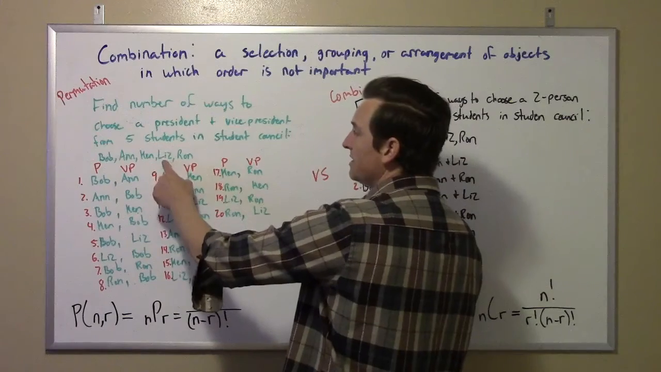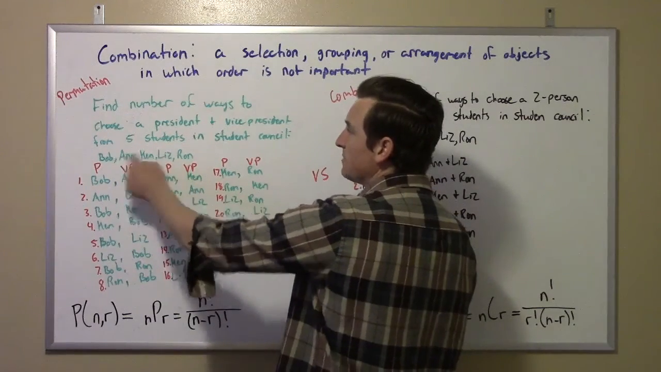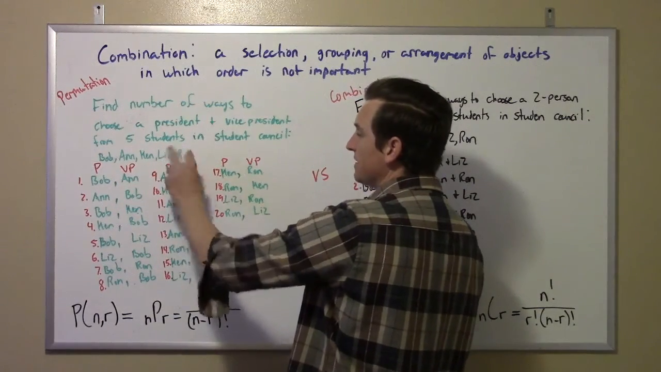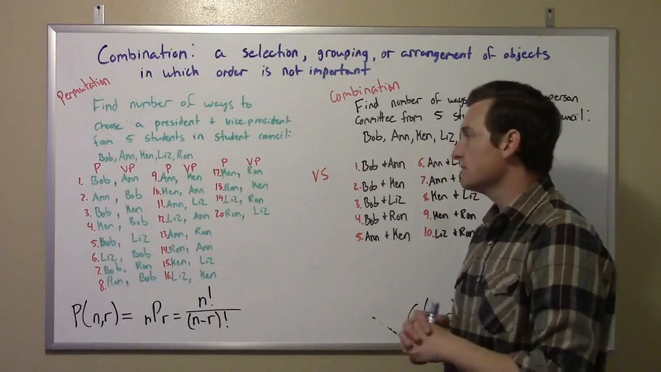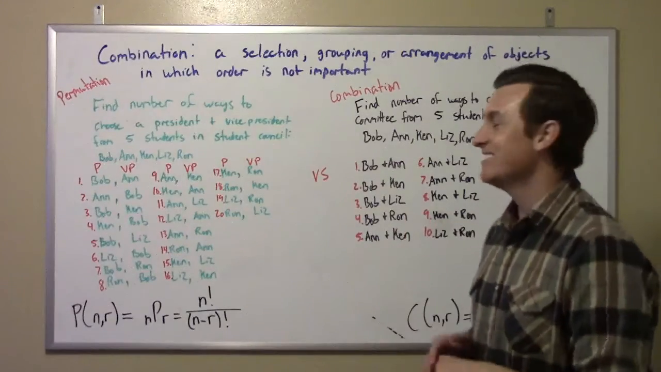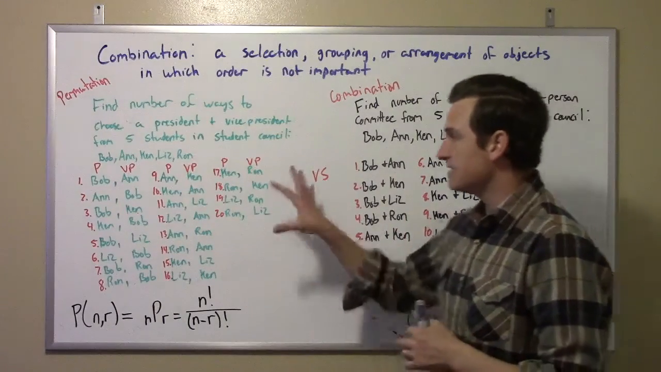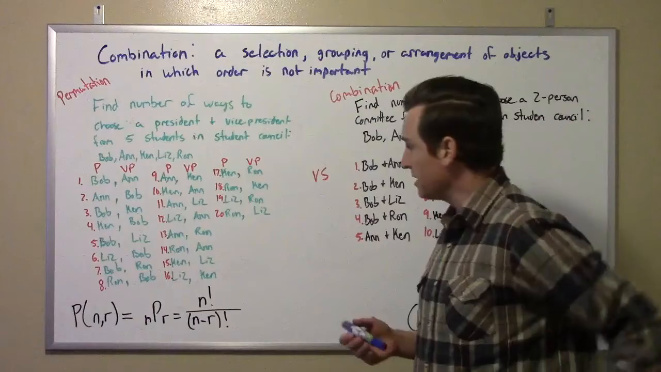Okay, then we moved on to Liz. Now again, Liz has already been paired with these people, so we go, let's pair Liz with Ron, and then let's switch them. So you can see that these are all the 20 combinations, or excuse me, all the 20 permutations of this scenario. Okay, and order again is really important here.